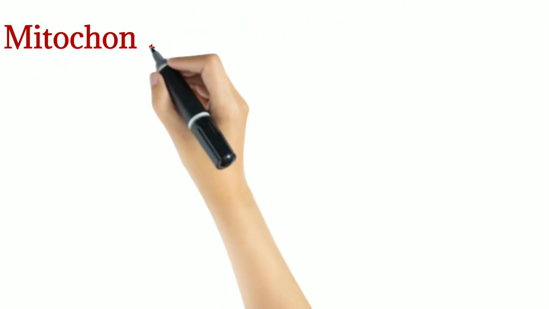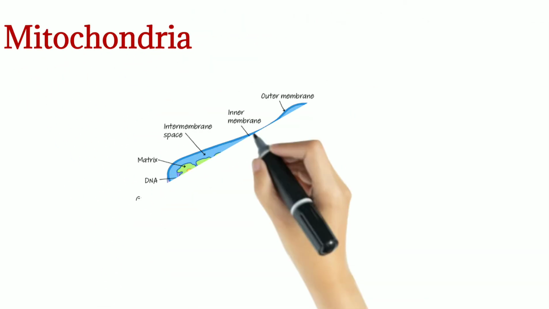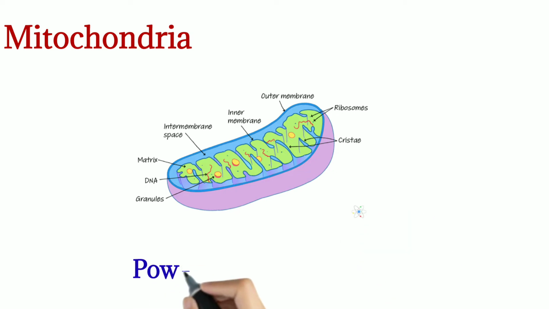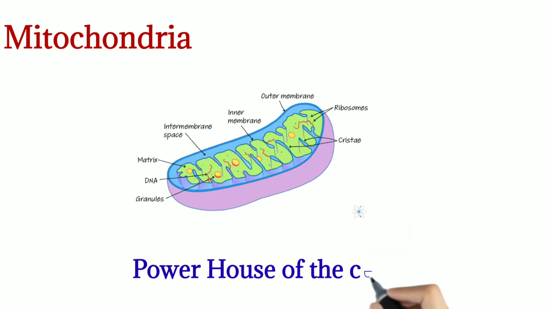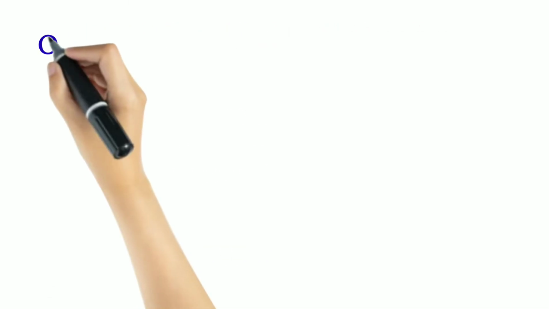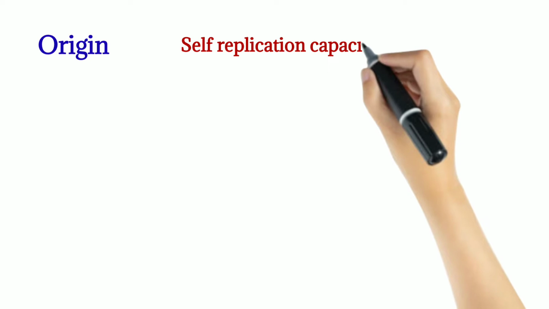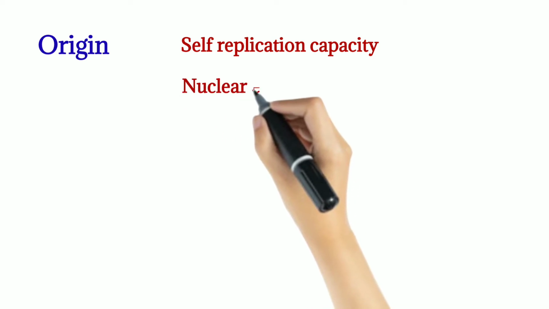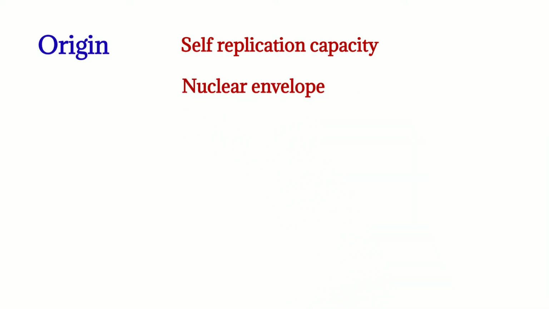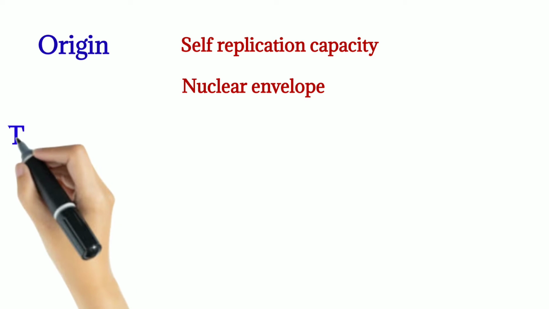The next organelle is mitochondria. In this picture you can see the structure of mitochondria. It is called the powerhouse of the cell because most of the ATP is synthesized in mitochondria. Origin of mitochondria. There are 2 views about the origin of mitochondria. The first view is self-replication capacity. That is, new mitochondria originate from pre-existing mitochondria. And the second view is from nuclear envelope. That is, it originates from the nuclear envelope.